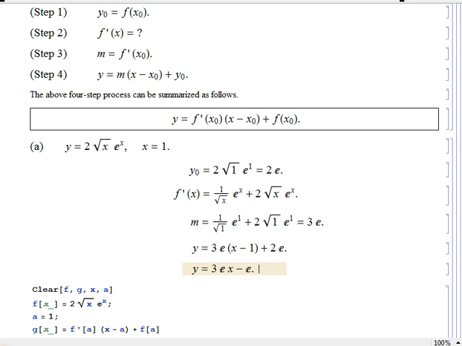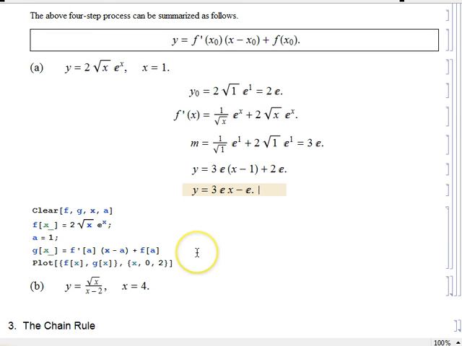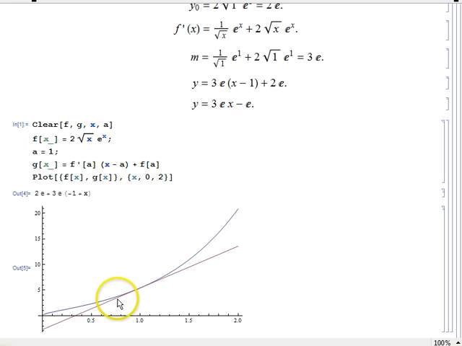This is going to be the one that WebAssign or computer graders will require. I think this is the justification. Is it? Yes, it is. We have the curve and the tangent line.